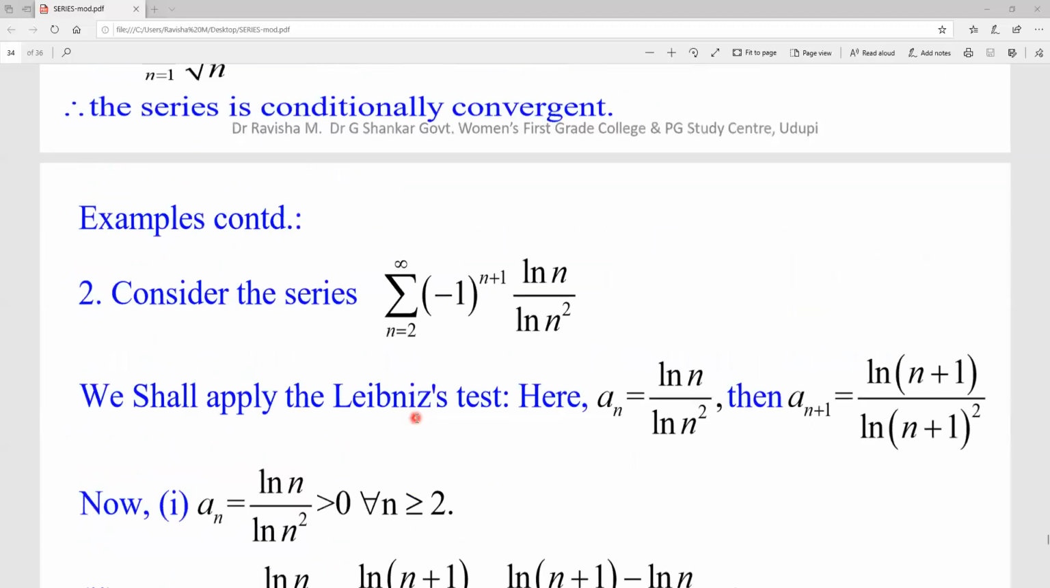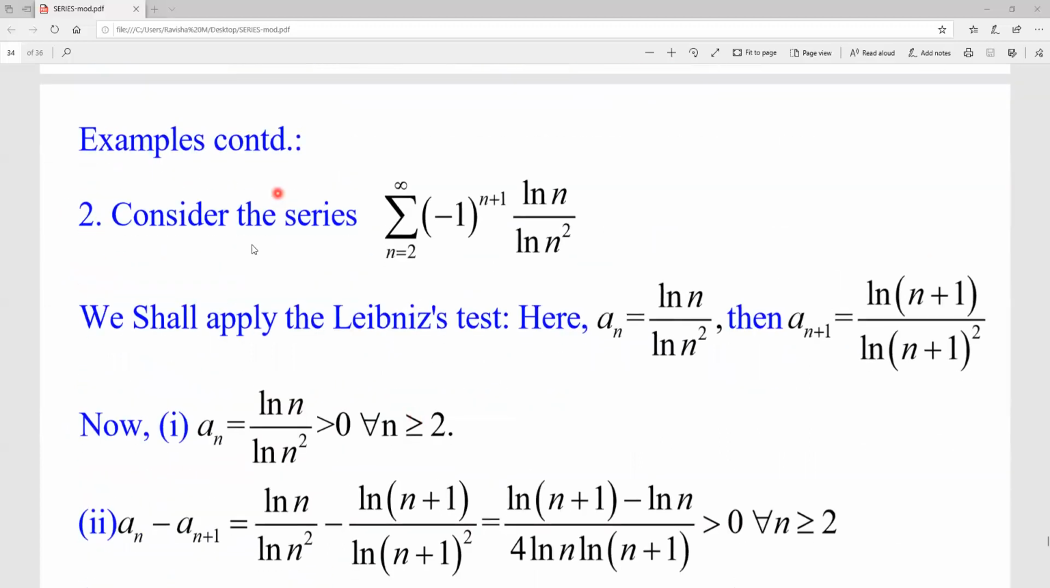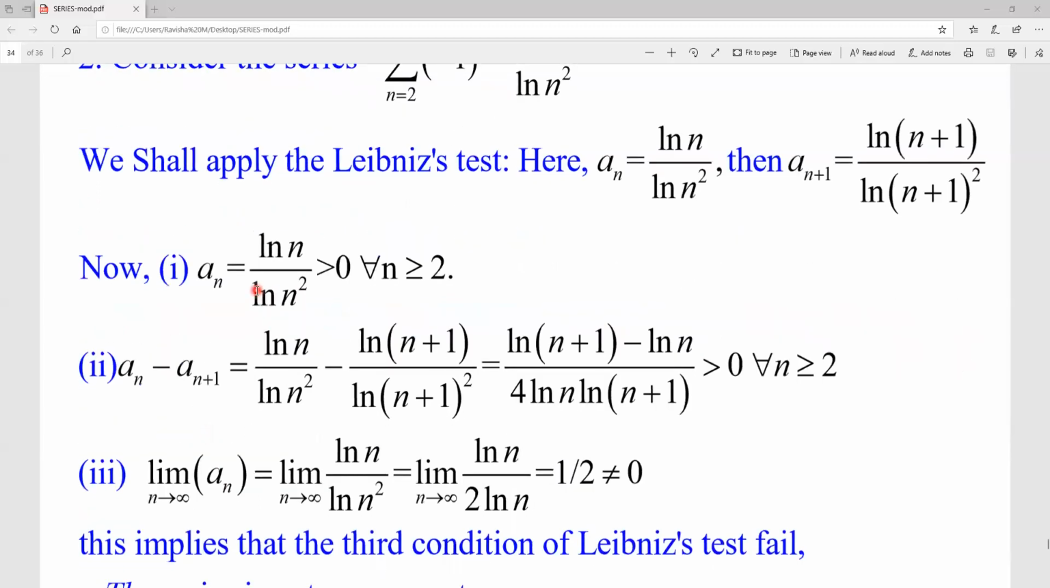So let us move to the next example. Consider the alternating series, sum from n equals 2 to infinity of minus 1 to the power of n plus 1 into log n by log n squared, base e. So it is an alternating series. Let us apply the Leibniz test, where the nth term is log n by log n squared, and the n plus 1 term is this here. Let us verify the conditions of the Leibniz test.